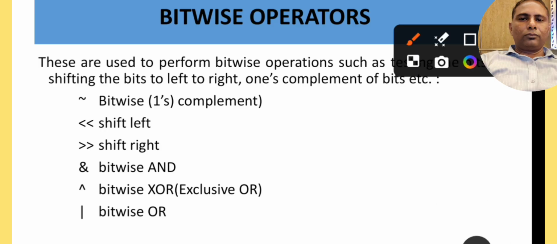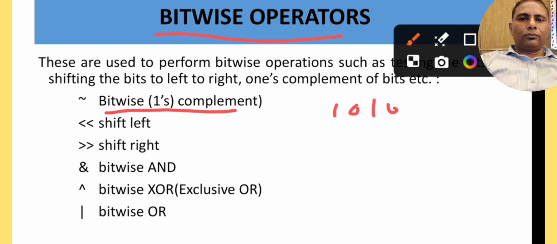Now, another type of operator is the bitwise operator. Bitwise operators operate on binary numbers, that is 1s and 0s, like 1010. That's why these are known as bitwise operators. So what are the examples of bitwise operators? One operator is the complement operator.